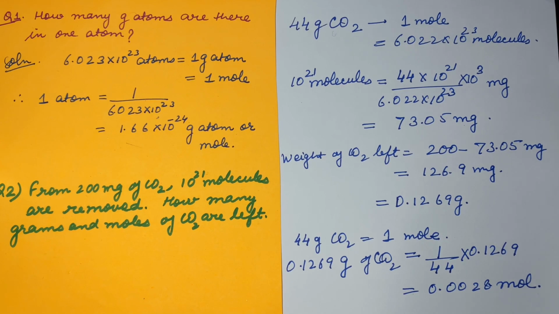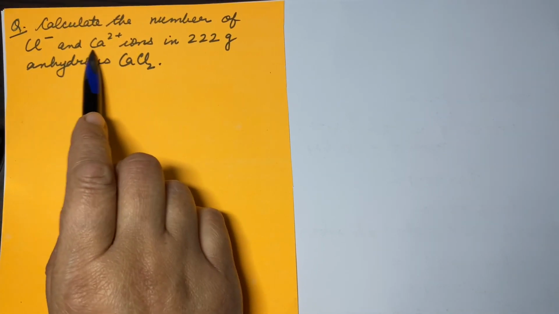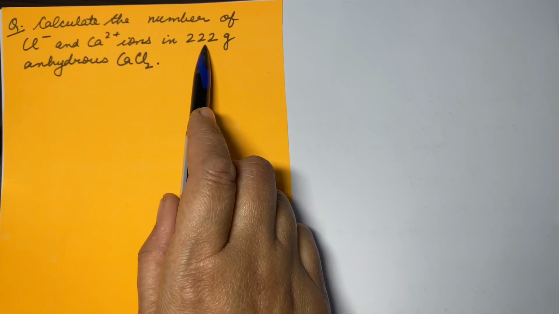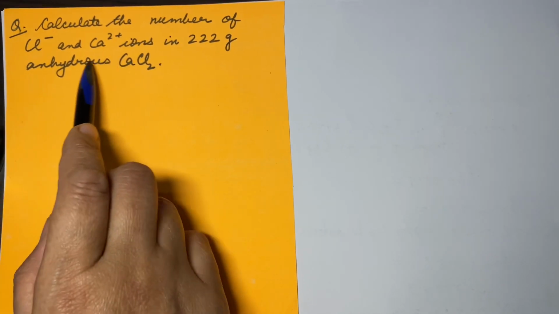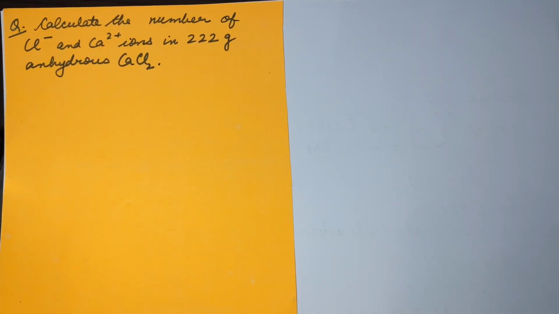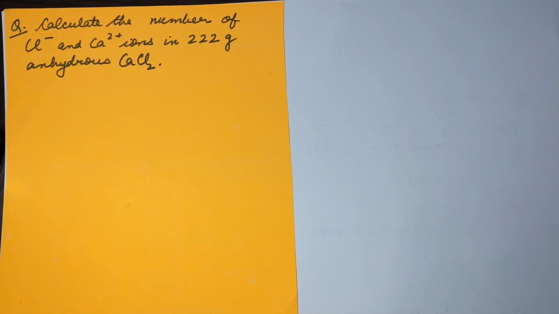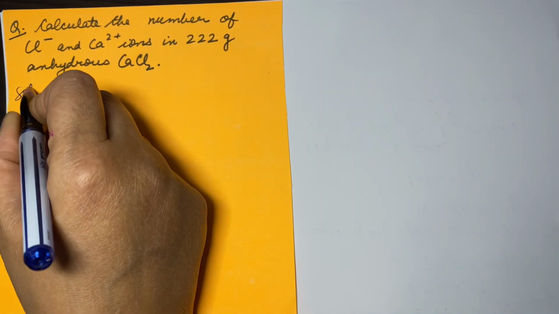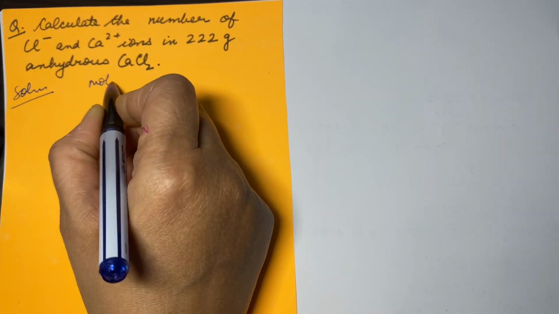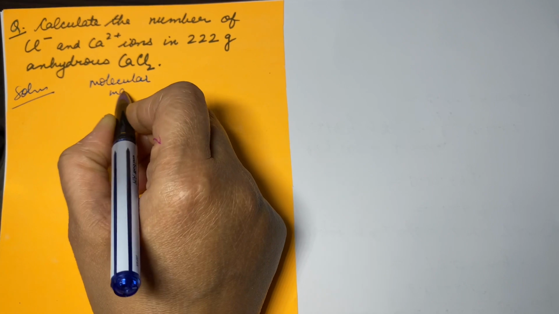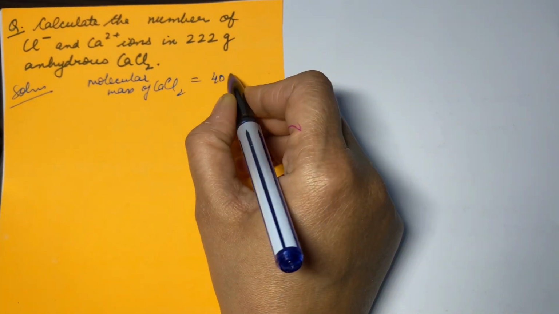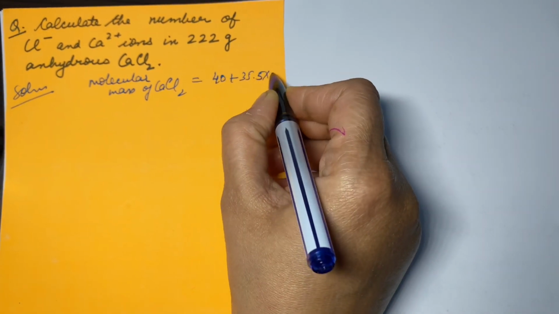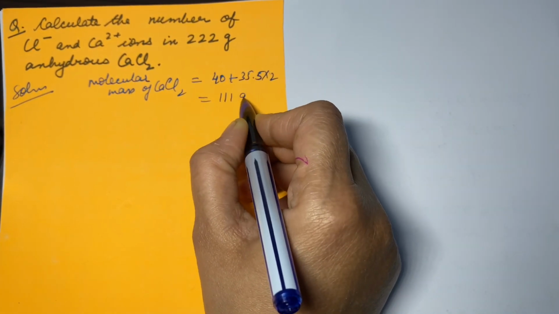Now the next one: number of chloride ions and calcium ions in 222 grams of anhydrous calcium chloride. Anhydrous means we don't have any water of crystallization associated with it, so it is in the anhydrous form. So the first important task is to calculate the molecular mass of calcium chloride. It is equal to 40 plus 35.5 into 2. That comes out to be 111 grams.